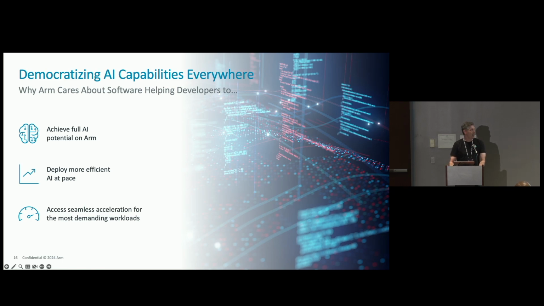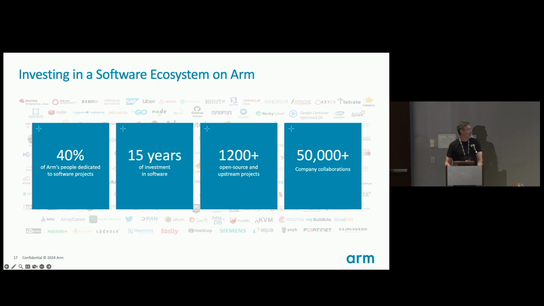So we're committed to bringing AI to the world's 20 million software developers and their billions and billions of users by focusing all the way up the stack from hardware up. And what that looks like is the fact that 40% of our engineers work on software projects. Even though we are a hardware company, a hardware IP company, almost half of our engineers are doing software work. We've been doing this for a combined 15 years across the board, and we have been involved in either producing ourselves or contributing to more than 1,200 open source and software projects.